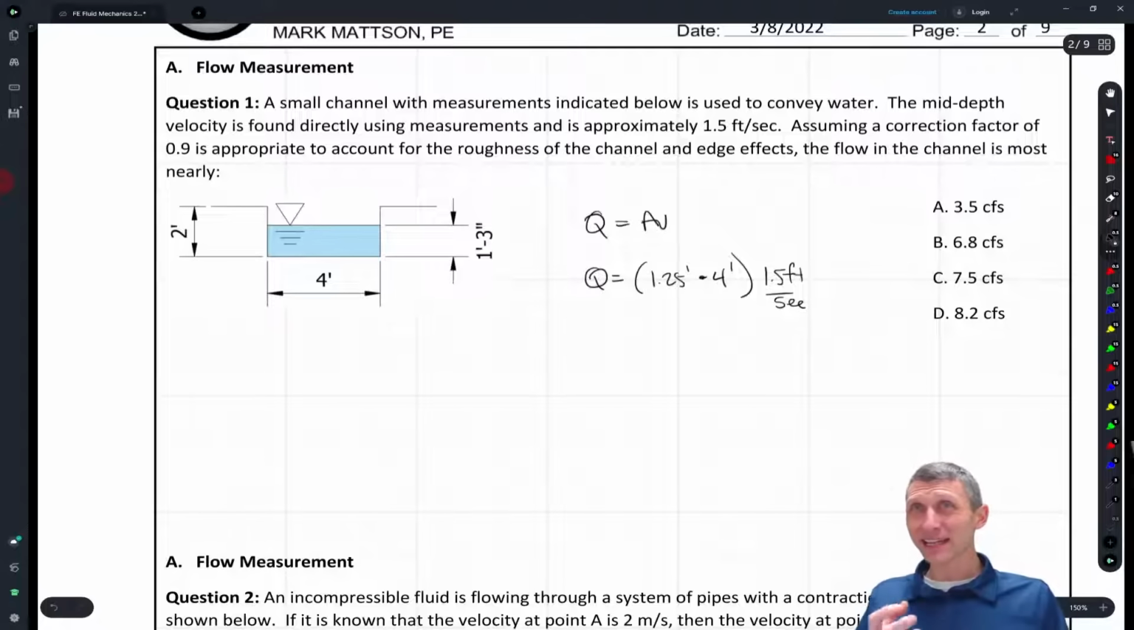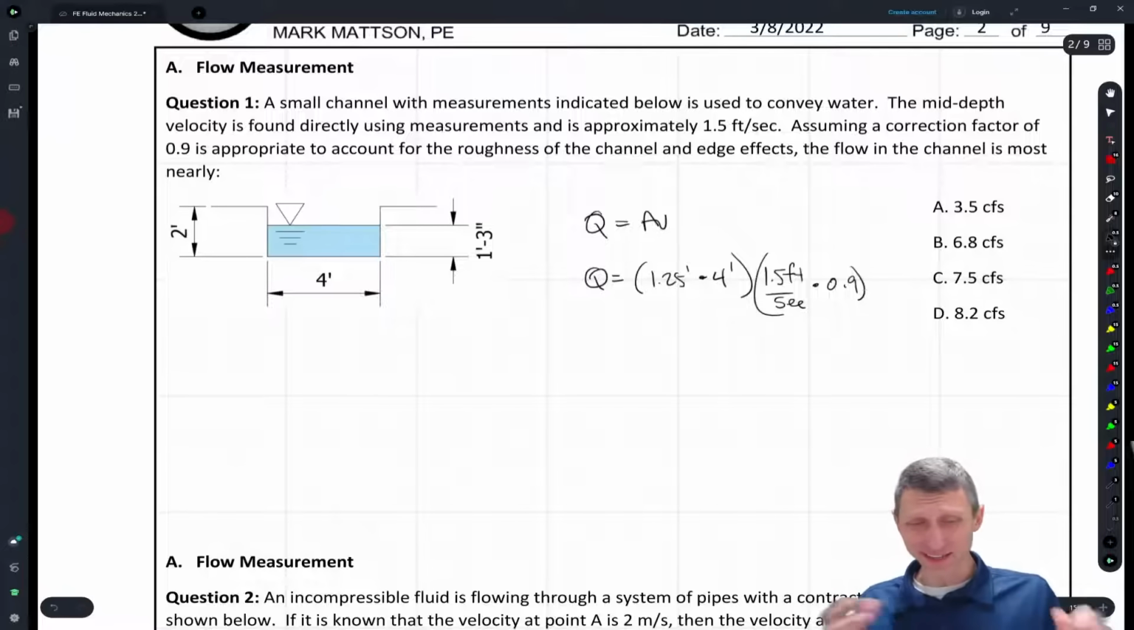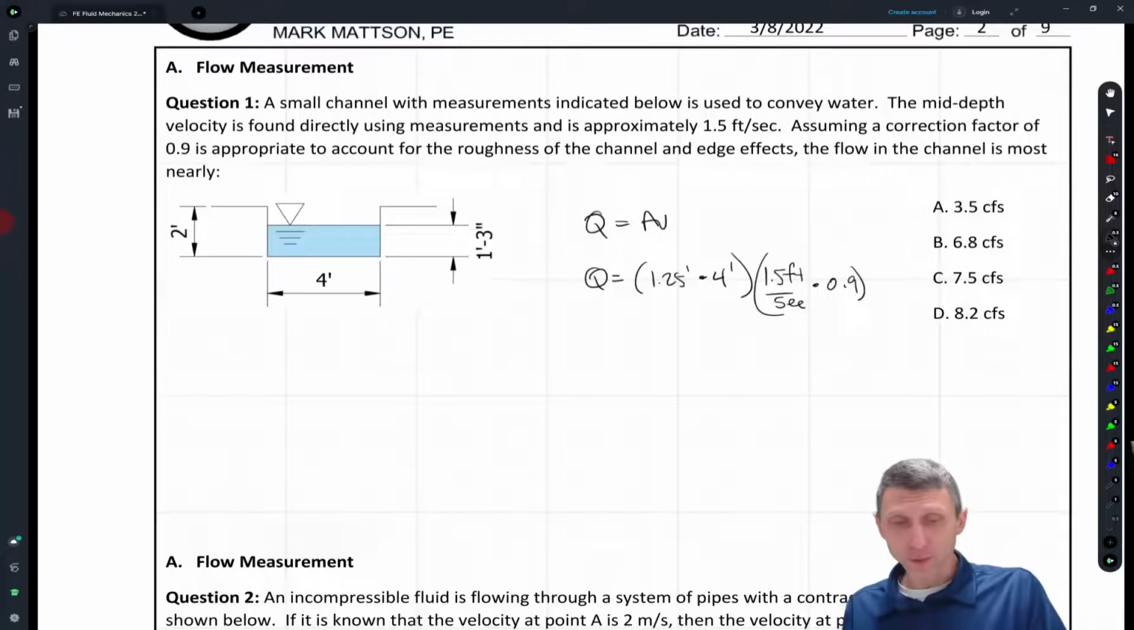But again, that velocity, it's one measurement that's kind of in the middle. It's not necessarily an average velocity, because around the edges it's gonna slow down some. So we're gonna say multiply that times this 0.9 factor just to account for those corrections. Is it perfect? No. I mean, you could take a whole bunch more measurements in there and get a better average velocity. It'd probably be a little bit slower than if you just took one measurement. But if we do this, right, just Q equals AV, 1.25 times 4 times 0.9, and we get 4.5, right?